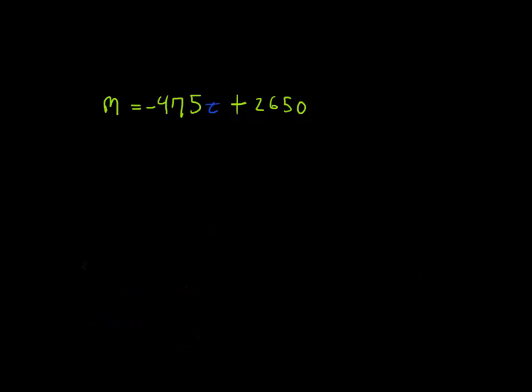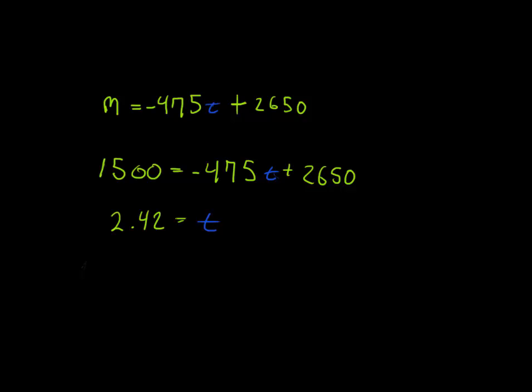We want to know the amount of time it took for the jet to fly 1,500 miles. We're given a value for miles at 1,500. So where you see the m, substitute in a 1,500. And then solve the equation for t. It's just 2 steps. Subtract 2650 and then divide by negative 475, which gives you a value of approximately t equals 2.42. But the correct answer, F, is 2 hours and 25 minutes.